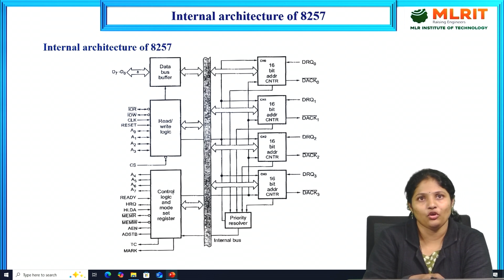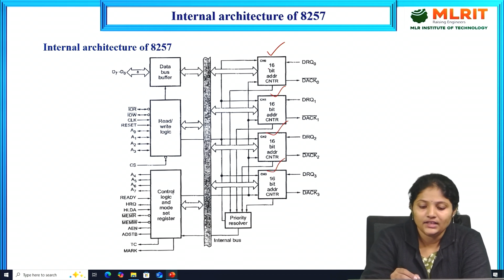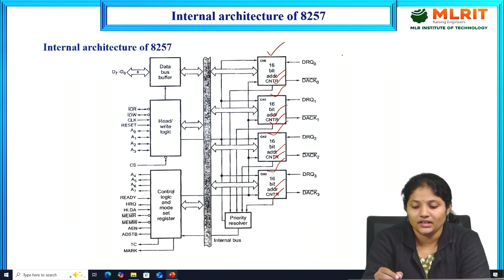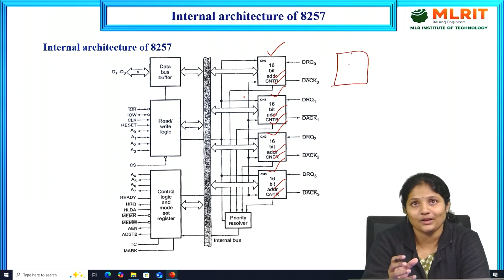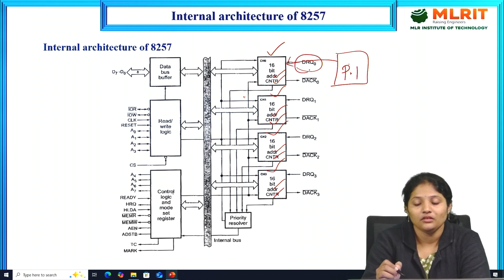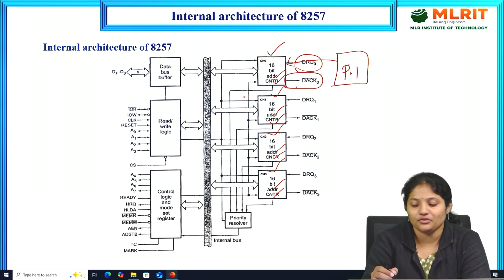This is the block diagram of the 8257. As I already told you, there will be 4 channels: channel 0, channel 1, channel 2, channel 3, and each one has a 16-bit address register and a count register. If any external peripheral device wants to access the memory, it will reach the DMA controller. The peripheral device requests the DMA controller by using DRQ, a request signal from the peripheral device to the DMA controller. If the microprocessor grants the request, it holds the bus and gives permission to the peripheral device, and then an acknowledgement signal is given back from the DMA controller to the peripheral device.